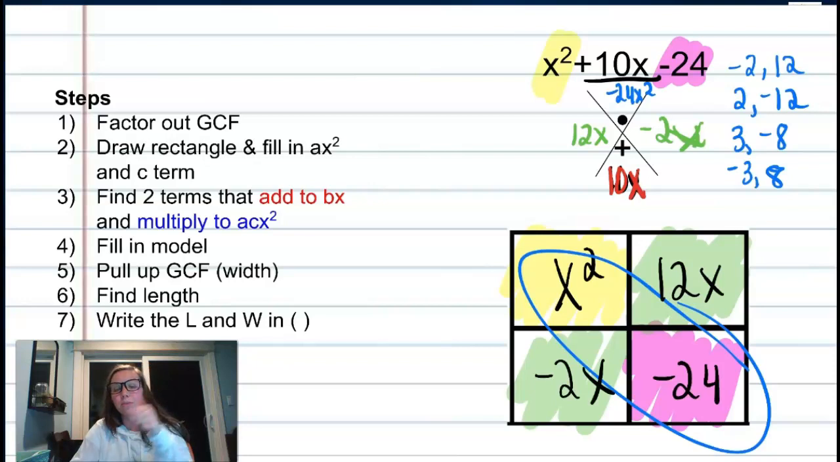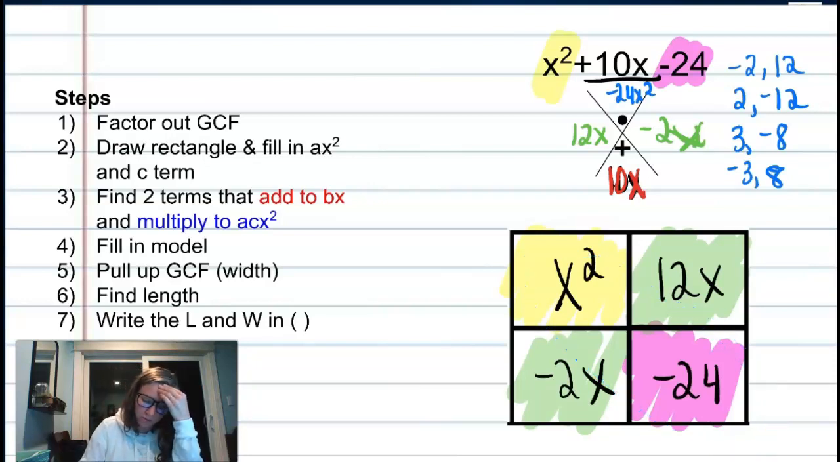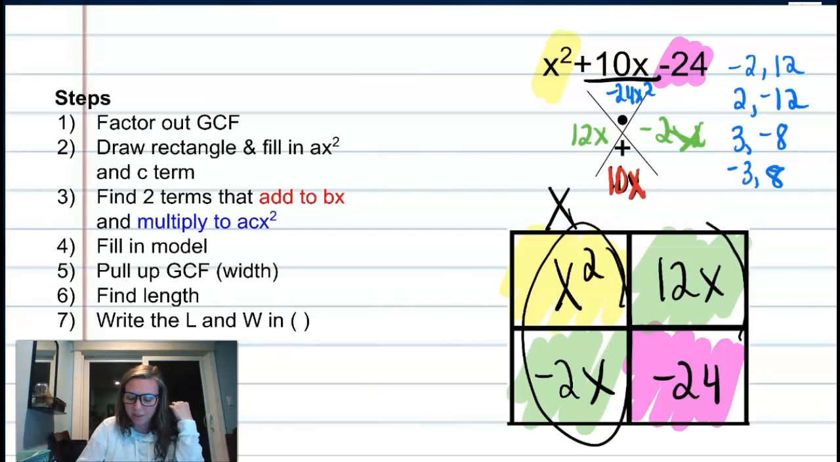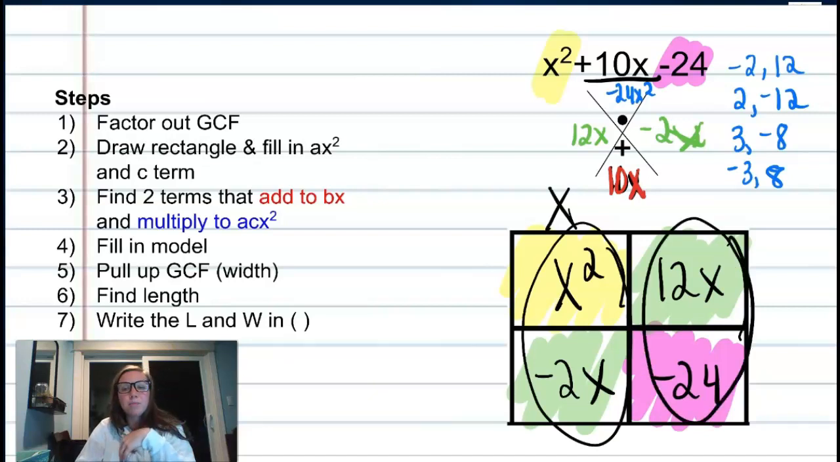And then again, we're going to pull up the GCF. So let me erase this part. In these two, we have an x in common. And these two here, both of those numbers are divisible by 12. You always want to take the greatest common factor. They're both divisible by 2 and 6, but they're both divisible by 12.